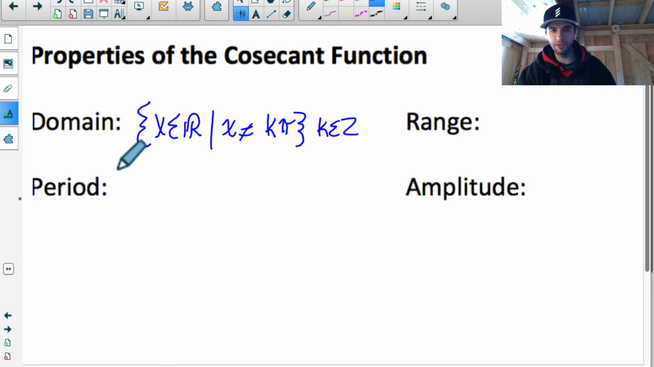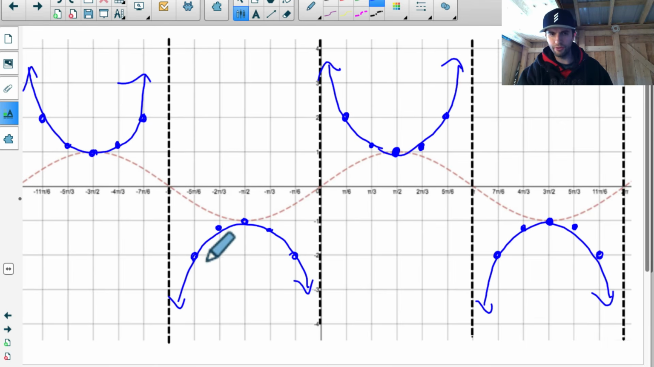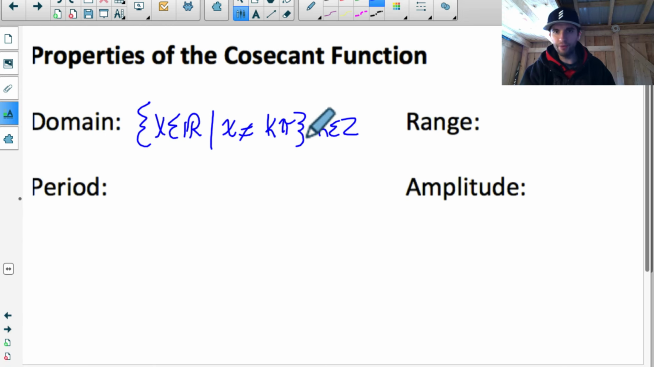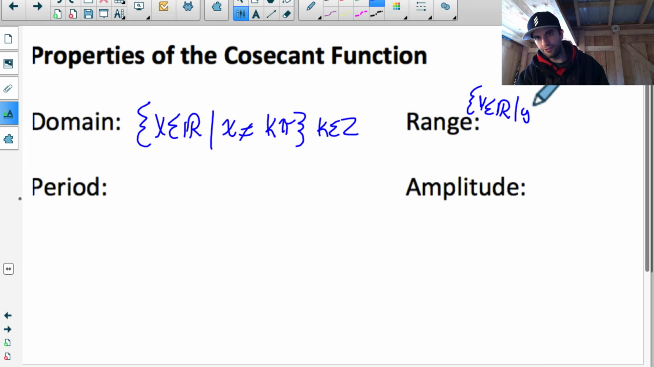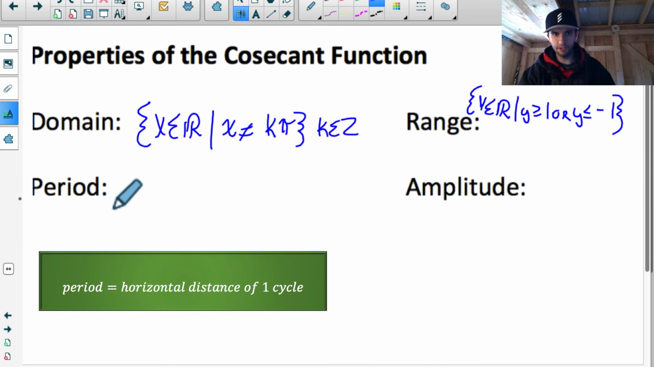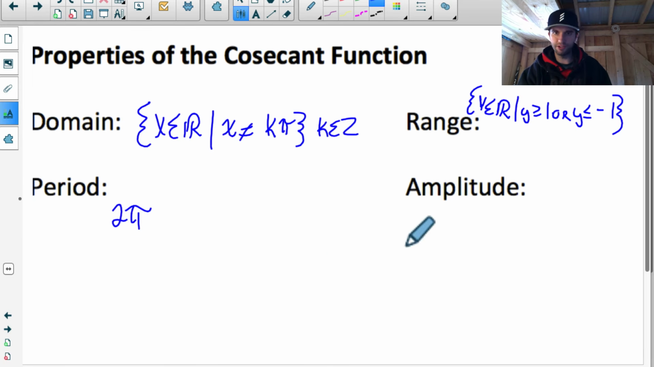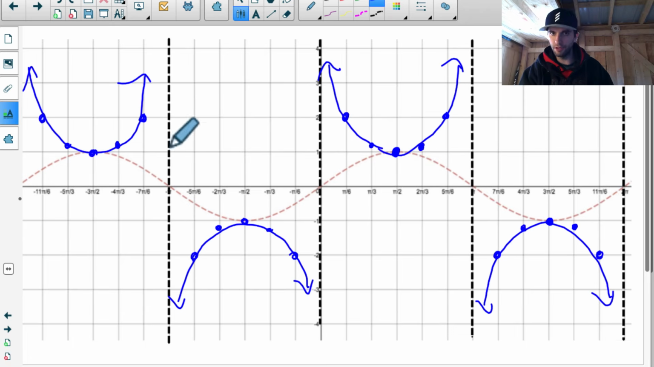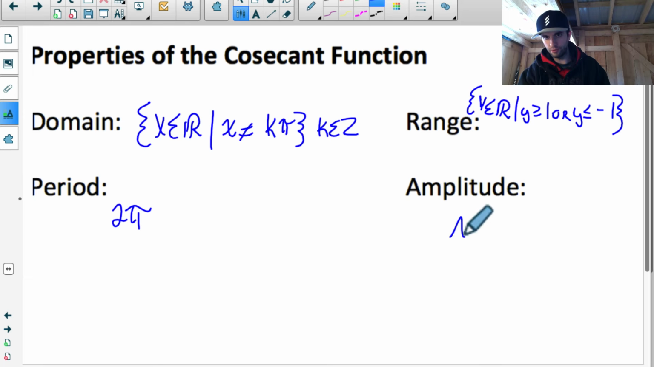The range of this function is a little weird. It's only at 1 or above, or at negative 1 or below. It's not between negative 1 and 1. So how we write that, we say range, y can be anything, given that it's either greater than or equal to 1, or less than or equal to negative 1. So there are 2 intervals it could fall between. The period of this function, we said, was 2 pi. The amplitude of this function, since it has no max or min, goes infinitely high, infinitely low, we can't calculate the amplitude. We would say none.